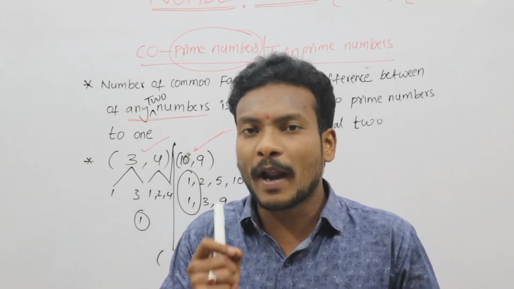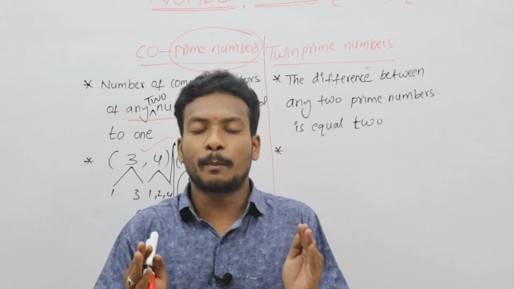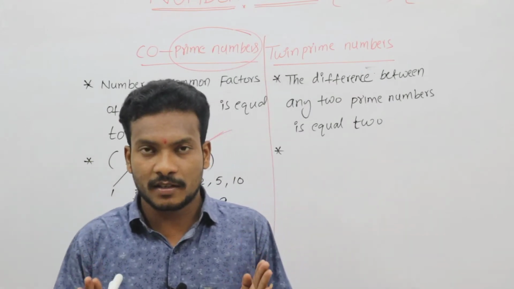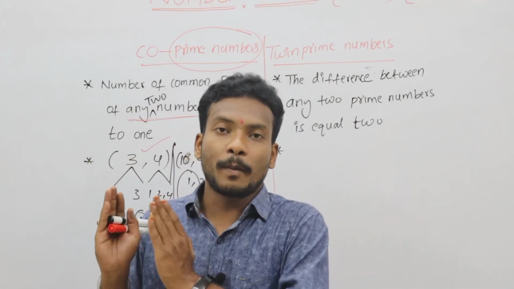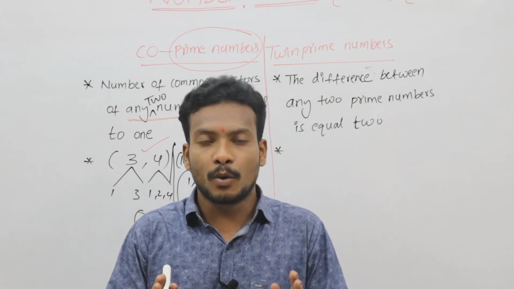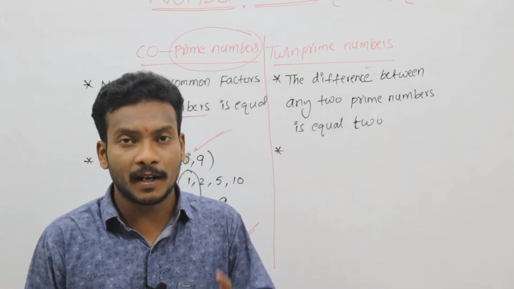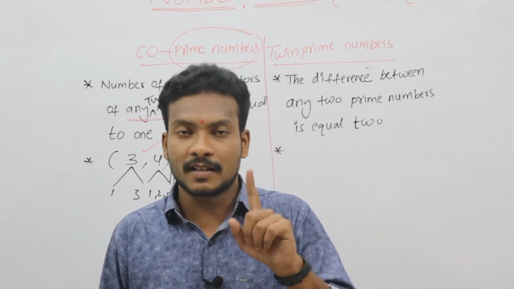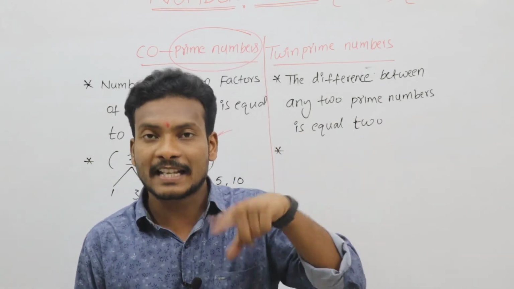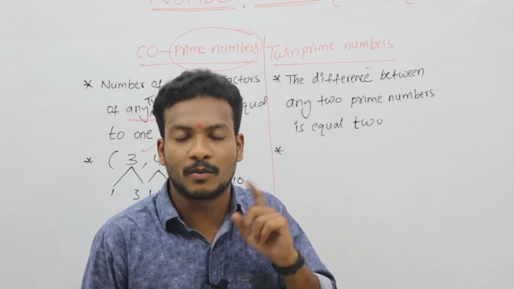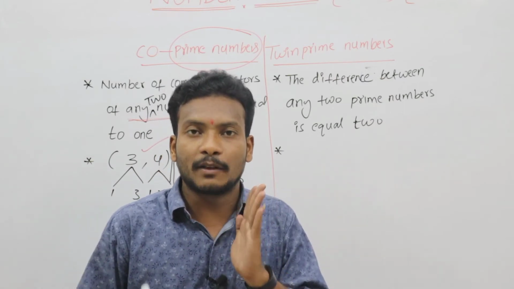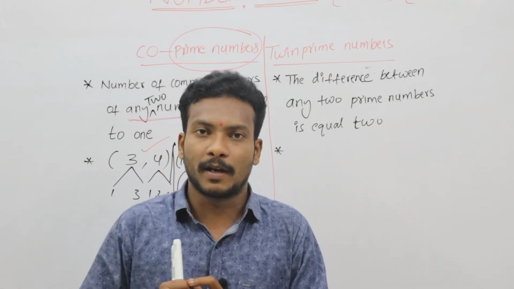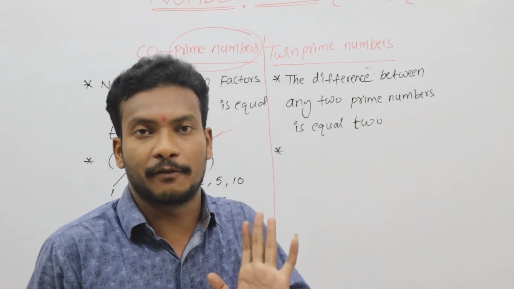Okay, next, co-prime numbers play a major role in the LCM and HCF chapter. Whenever I discuss the LCM and HCF chapter, I will explain co-prime numbers again: what they are used for, and at what time we have to use a co-prime number. Mainly it is in the HCF.